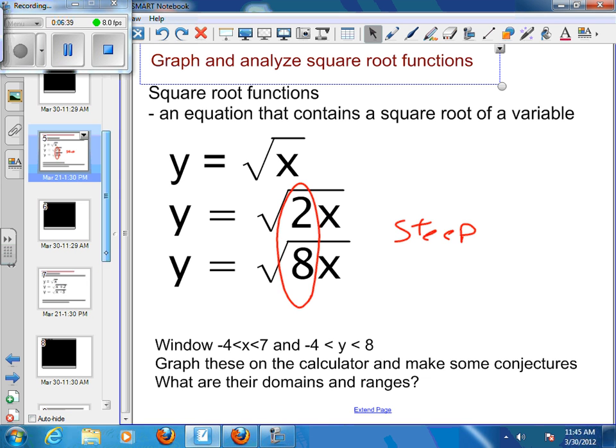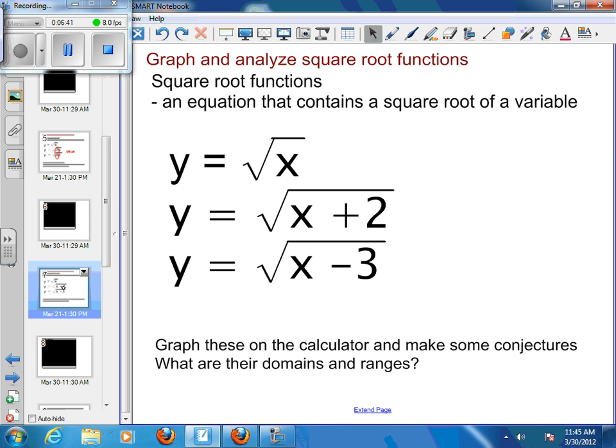And the last thing to look at when we look at these equations would be, what if we were adding or subtracting and it's under the radical? So these are the ones we're going to look at here. So we're going to put an x plus 2 under a radical and an x minus 3 under a radical. And I'm going to leave the domain and ranges the same on my window. And we can take a look and see what that does.